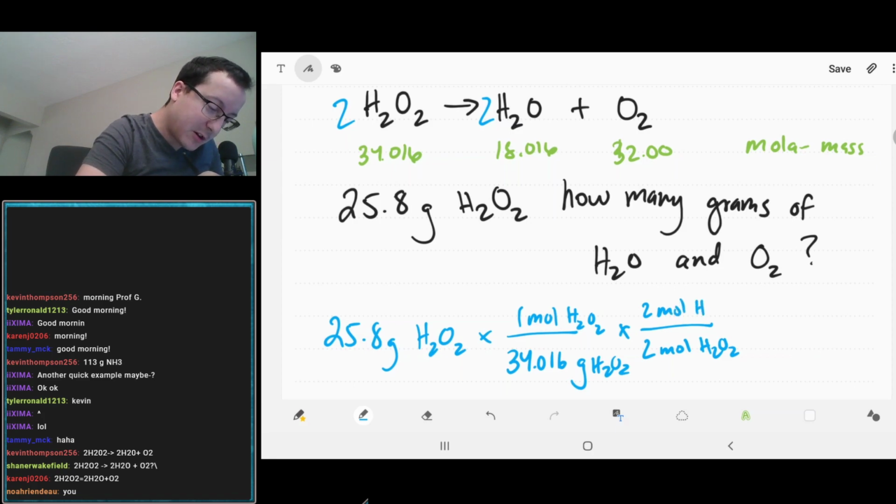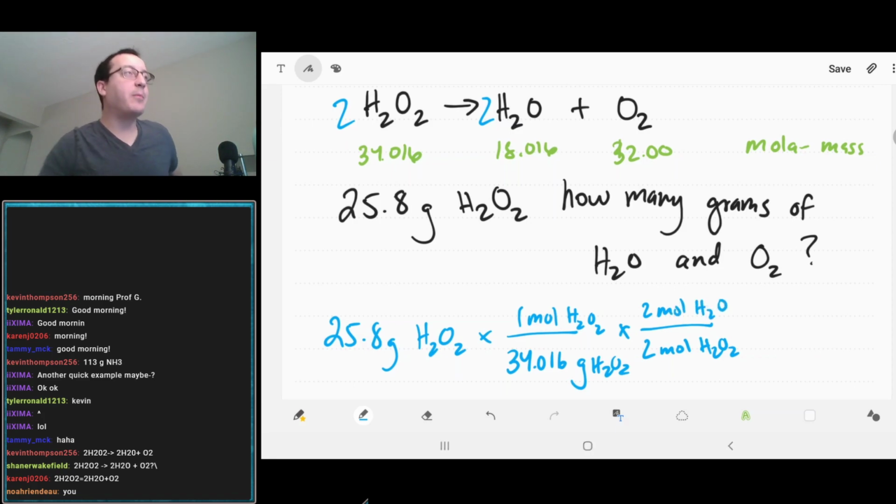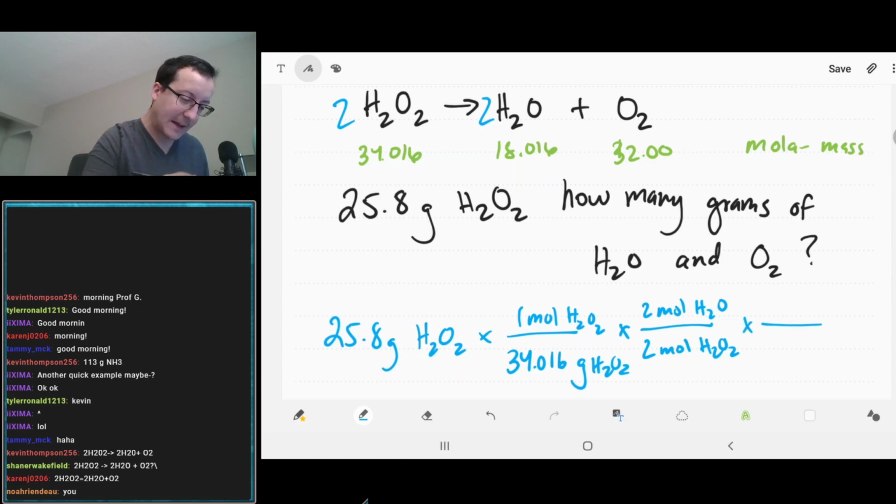Since we're doing water, we're going to want to put peroxide on the bottom, water on the top. And then our last step, we're going to use the molar mass of water, right?